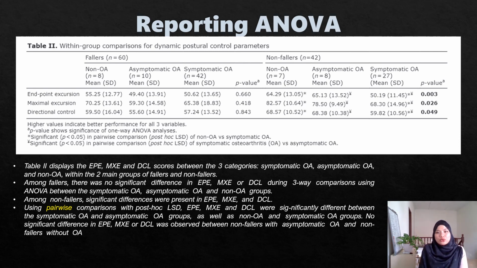To mention the pairwise comparison, I used indicators like the asterisk and the yen symbol. So I put the asterisk for significant in pairwise comparison of non-OA versus symptomatic OA, and the yen symbol for significant in pairwise comparison of symptomatic OA versus asymptomatic OA. This is how we describe the table. Please take your own sweet time to read and digest this table.